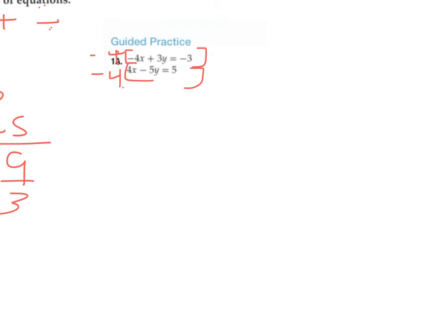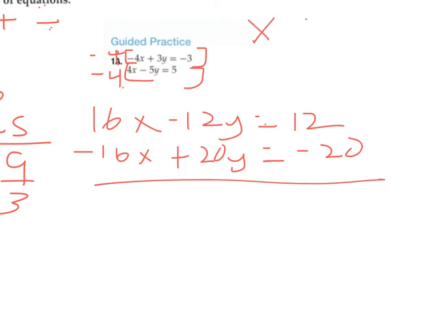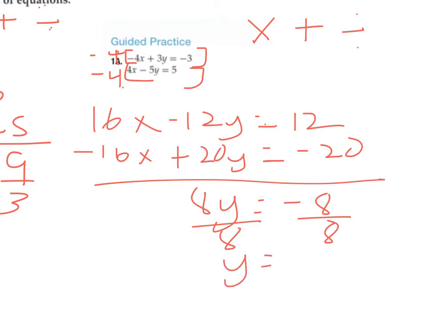So I multiply. Negative 4 times negative 4 is 16x. Negative 4 times a positive 3 is a negative 12y. Negative 4 times a negative 3 is a positive 12. Negative 4 times 4 is a negative 16. A negative 4 times a negative 5 is a positive 20y. Negative 4 times 5 is a negative 20. And when I add, remember it's always multiply, add, divide. I get 8y equals a negative 8, and then I divide by 8. So y equals a negative 1.